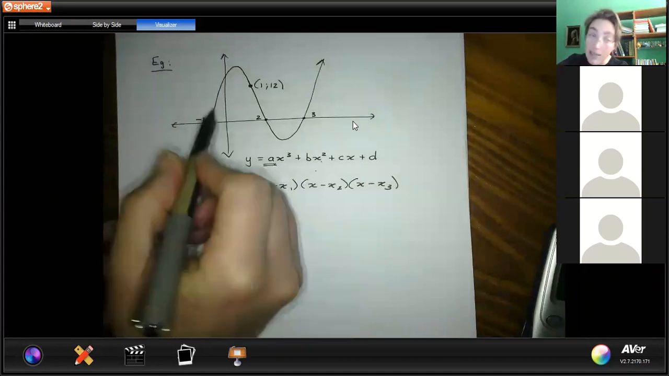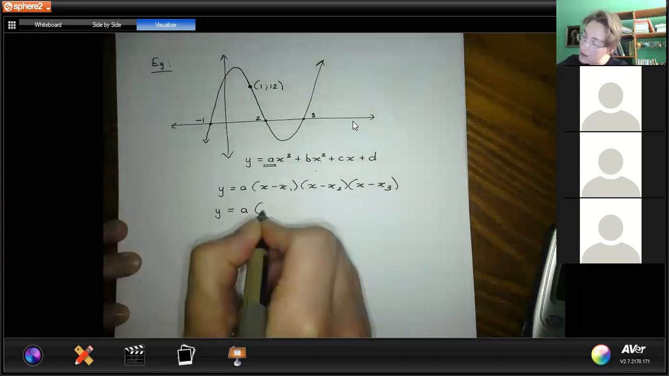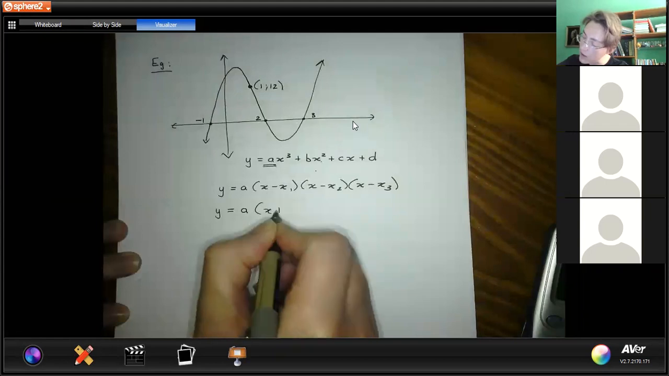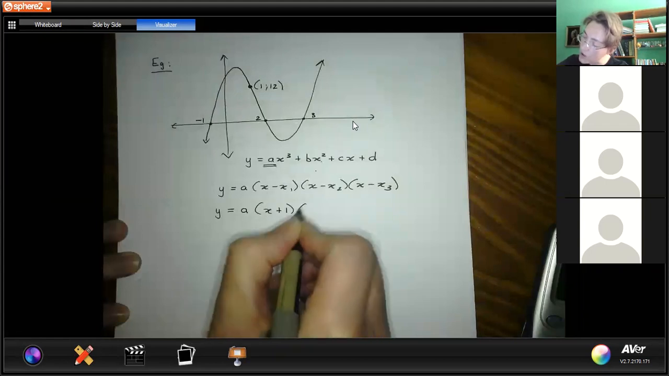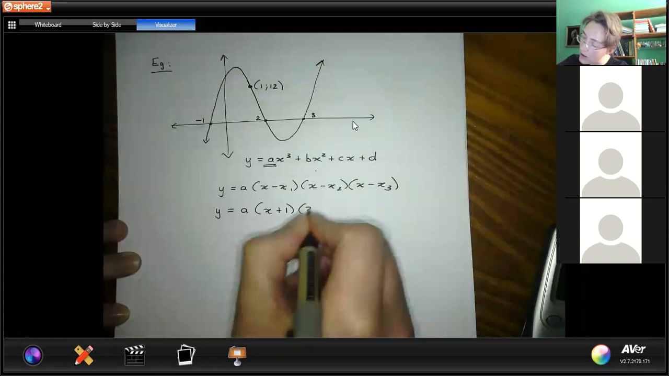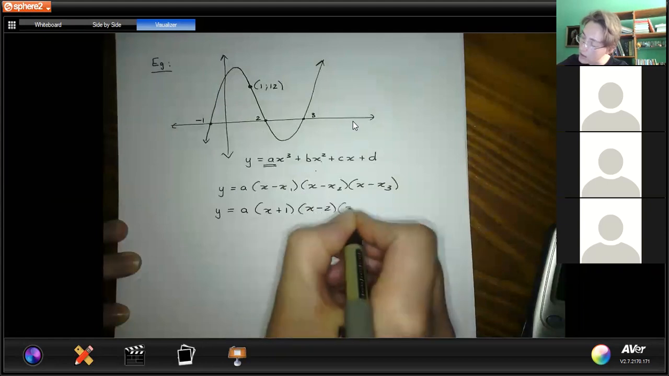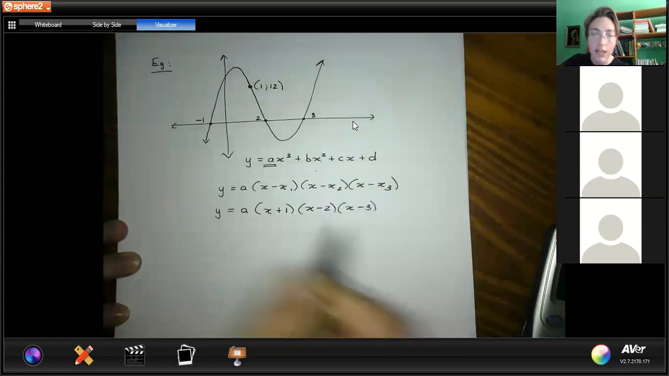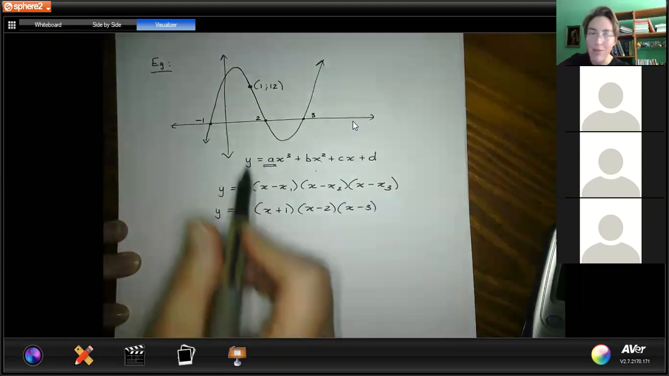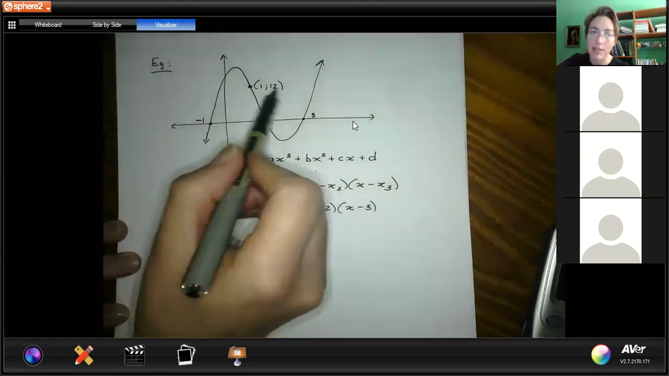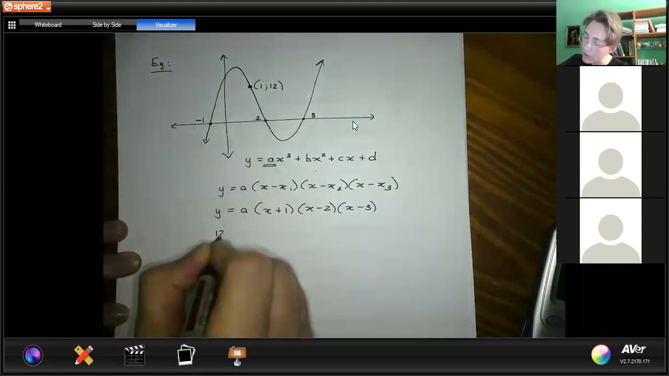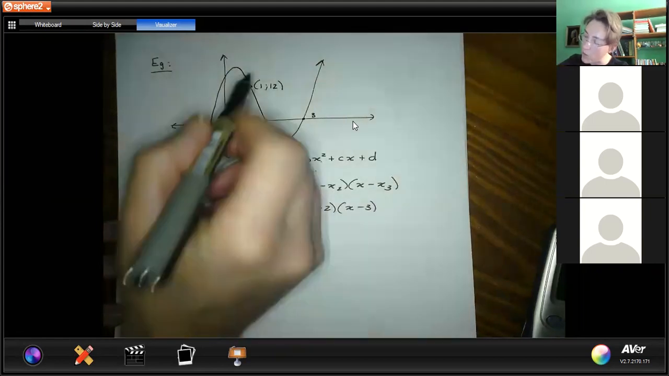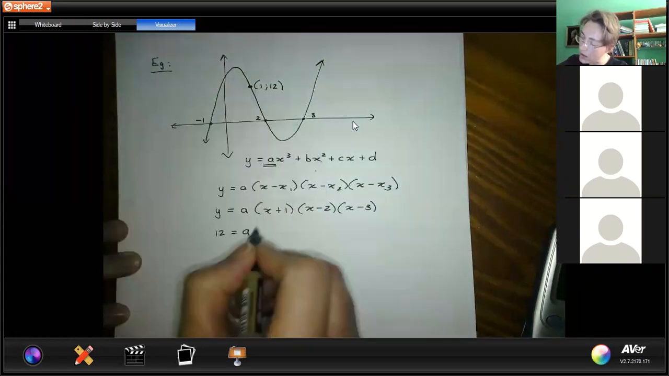My first x-intercept is -1, so that's going to be x minus -1, so it's +1. Then it's going to be x minus 2, and then it's going to be x minus 3. Now, in order to find that a value, I use the other point, that point of (1, 12). And I say, when the y coordinate is 12, so when y is equal to 12, my x coordinate is 1. So I put 1 in there.